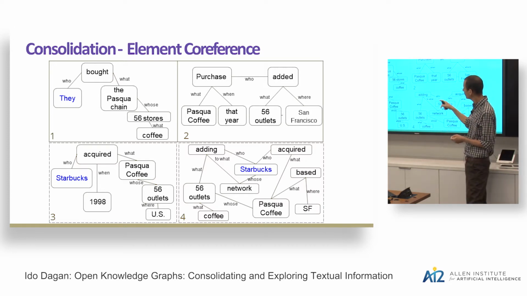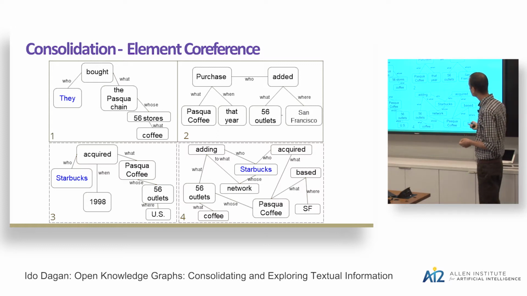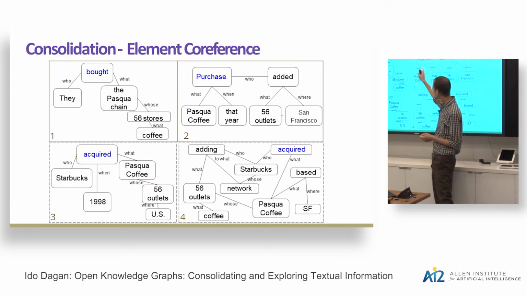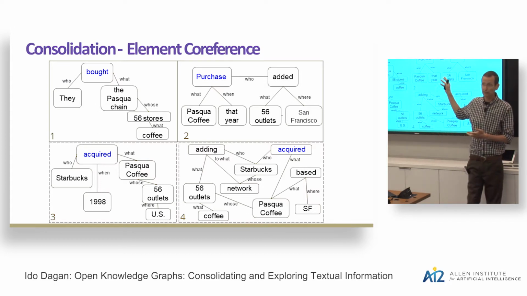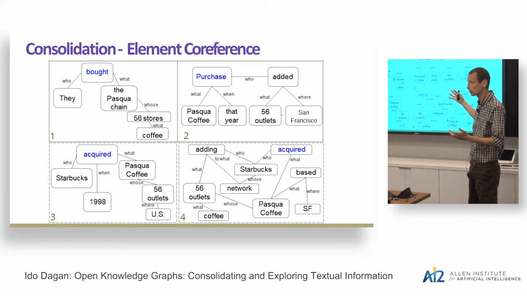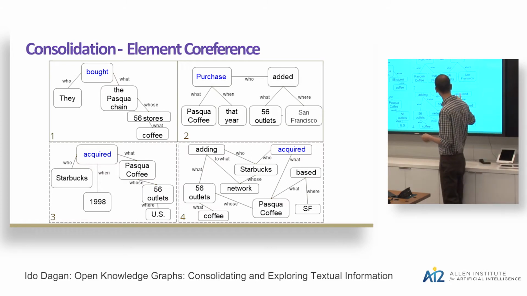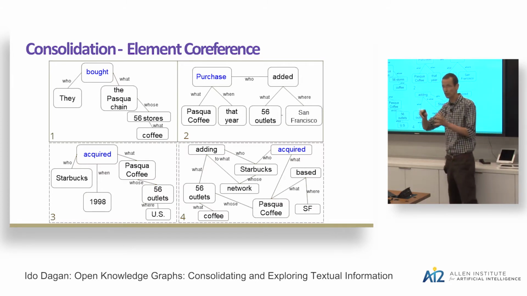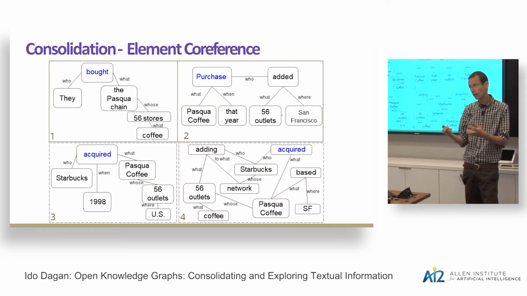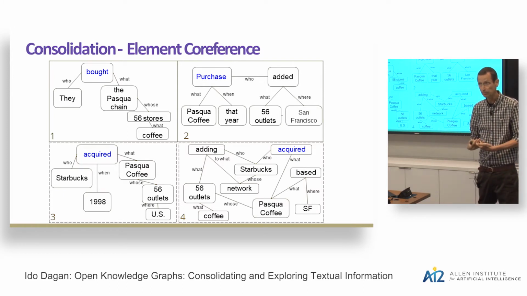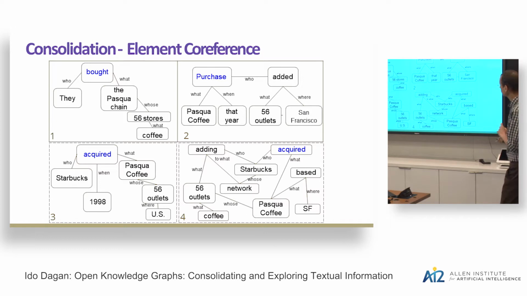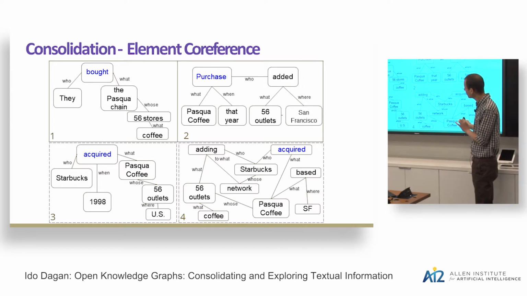Similarly, we can have nodes that correspond to events, and in this case we would need to use event coreference technology. Once we've identified that all these nodes correspond to the same acquisition or purchase event, we would like to have them as a single node. And at this point, when I'm pointing at the references, I would like to point out one interesting observation.